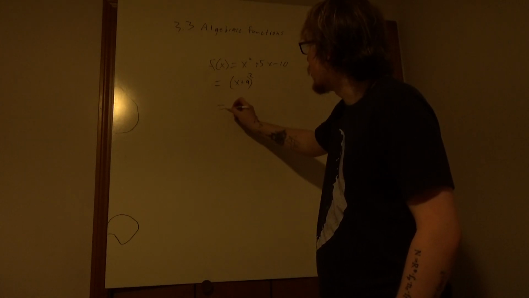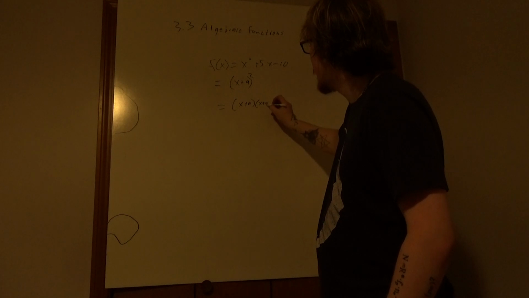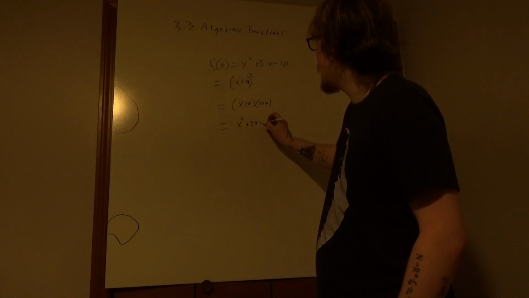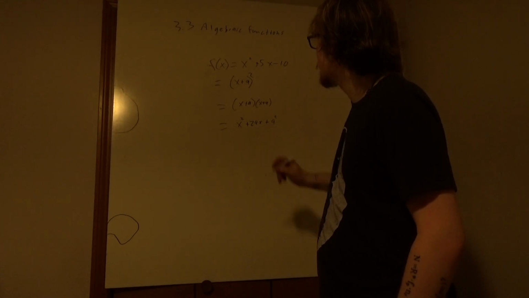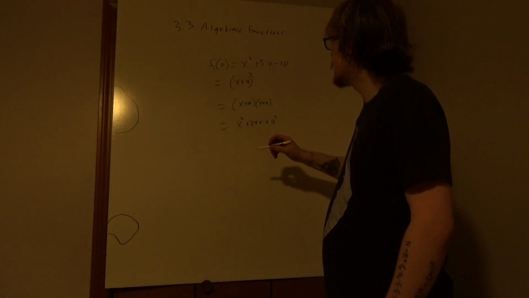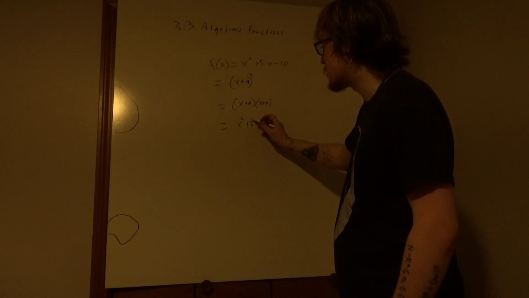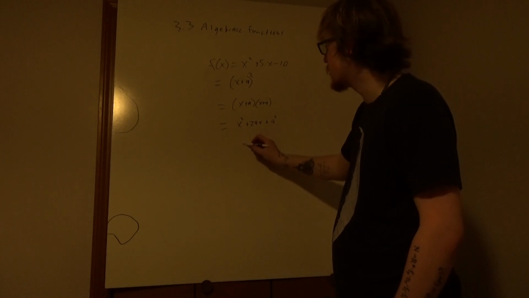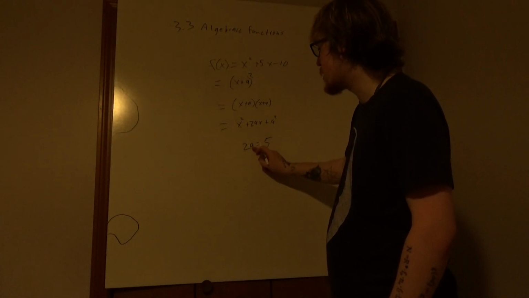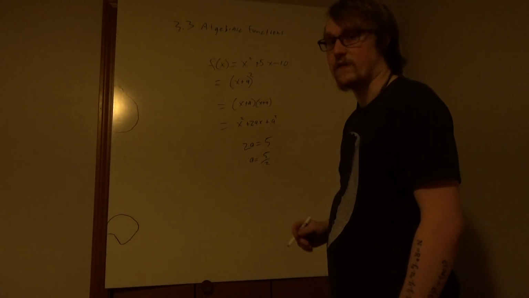So if we do this out, we just actually FOIL this. This is the same as x plus a times x plus a. And when we FOIL this out, we get x squared plus 2ax plus a squared. And what this tells us is that since we have x squared and 5x, and we have x squared and some coefficient on x, this tells us that 2a has to be 5. And again, that's an a, not a 9. Which then gives us that a has to be 5 halves.